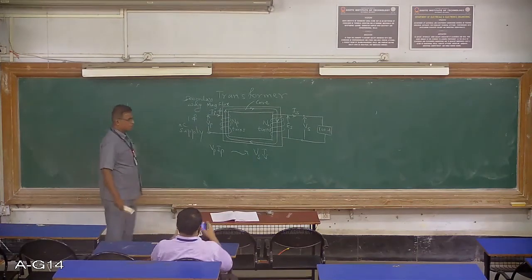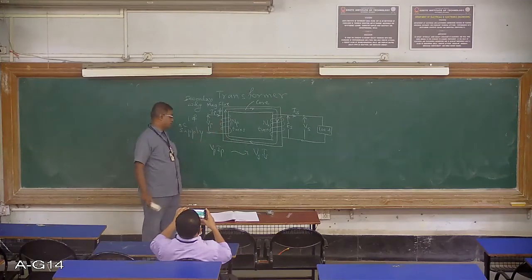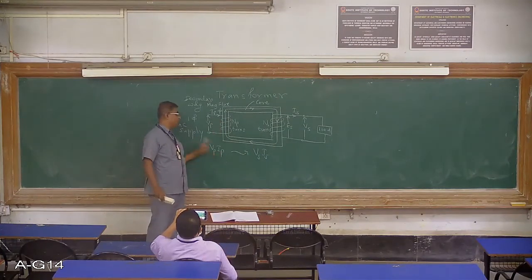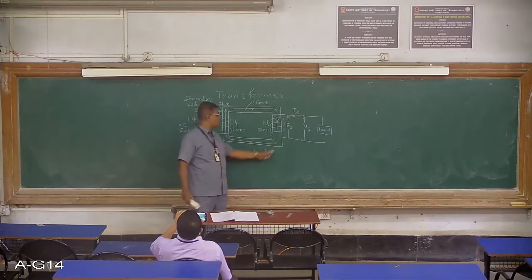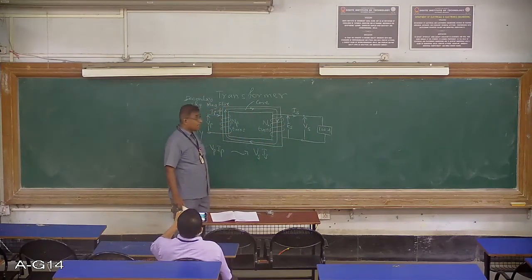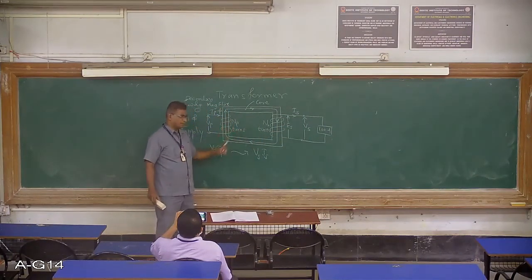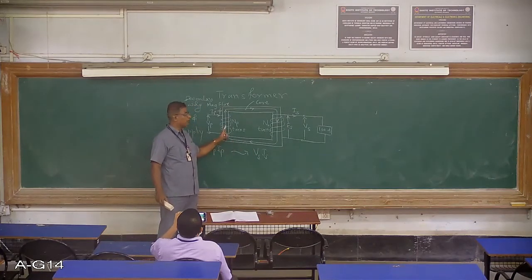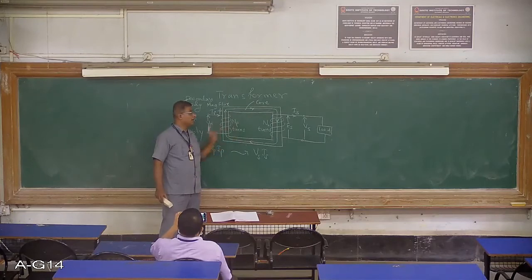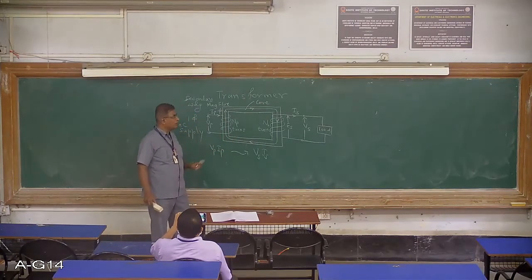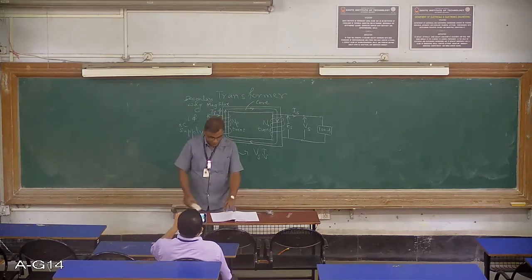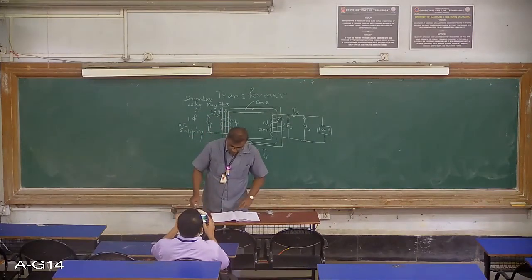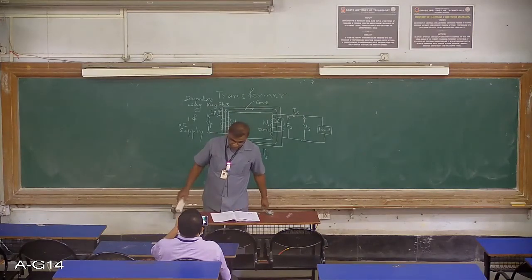So as we have seen, through mutual induction, the primary electric power Vp Ip gets transferred to the secondary winding. There is no conduction. The power transfer is exclusively through magnetic mutual induction. So that point you have to understand properly. Let us go through the further aspect, that is the EMF equation.